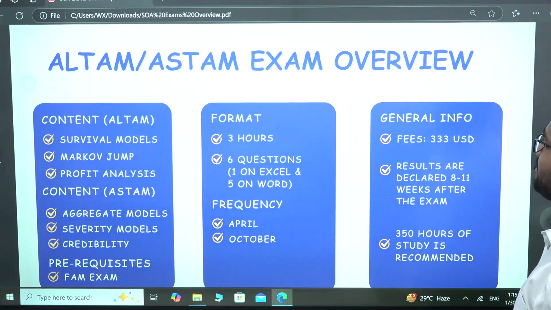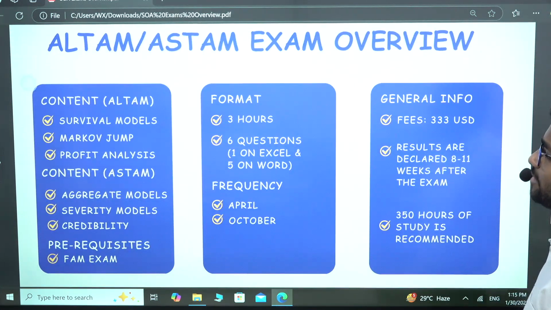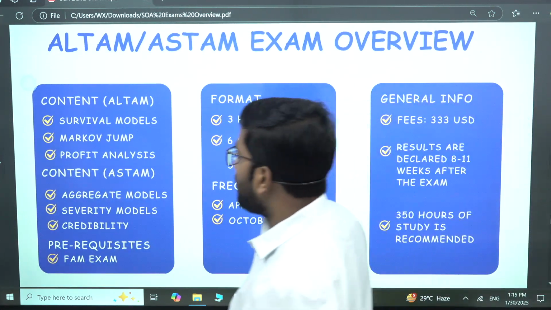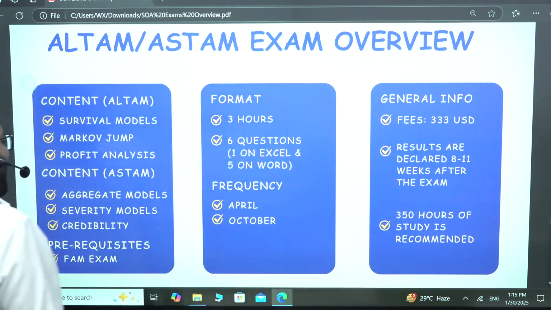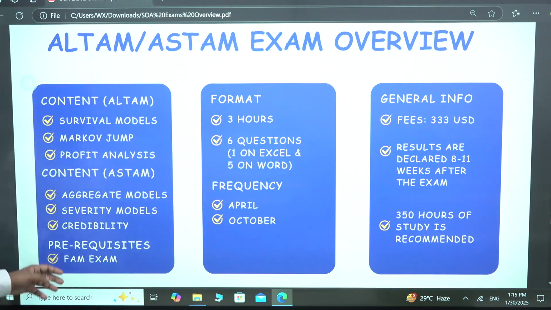So, ALTAM and ASTAM exam overview. The content of ALTAM is survival models, Markov jump, profit analysis. ASTAM is aggregate models, severity models, credibility. The prerequisite is the FAM exam, as I already mentioned.